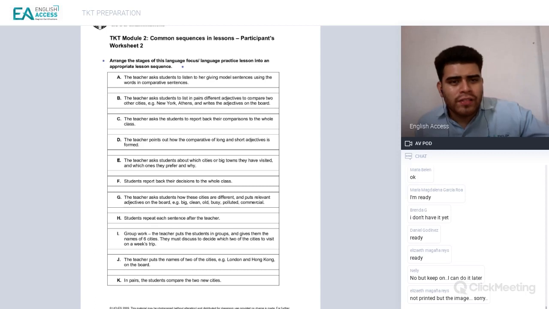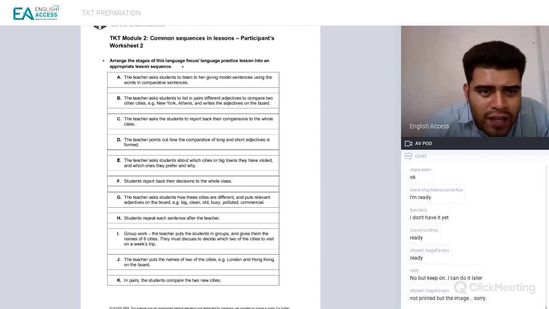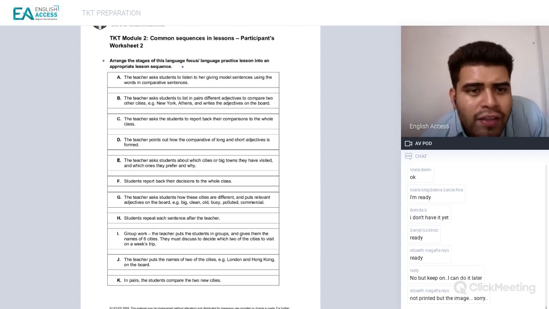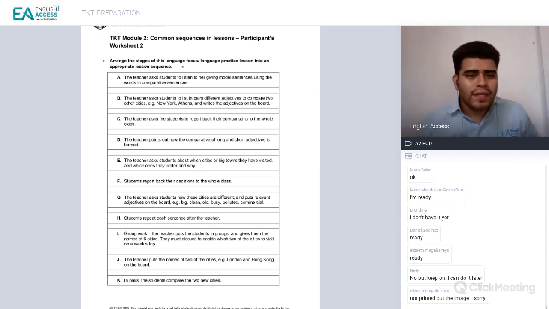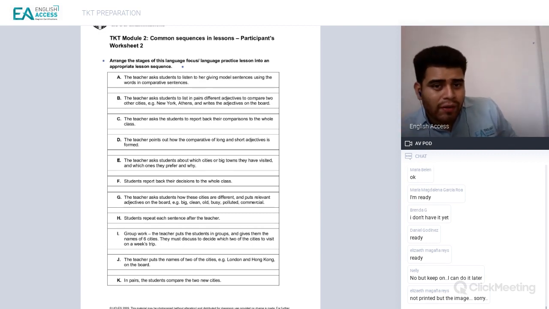Now, let's read the stages. A. The teacher asks students to listen to her giving model sentences using the words in comparative sentences. B. The teacher asks students to list in pairs different adjectives to compare to other cities, for example New York, Athens, and writes adjectives on the board. C. The teacher asks the students to report back their comparisons to the whole class. D. The teacher points out how the comparative of long and short adjectives is formed.